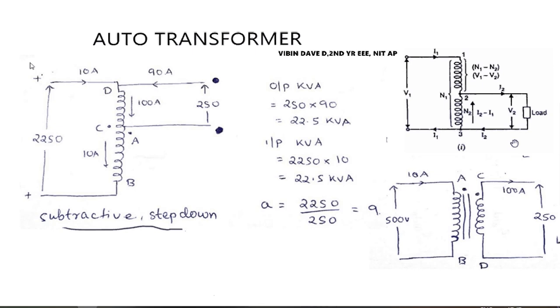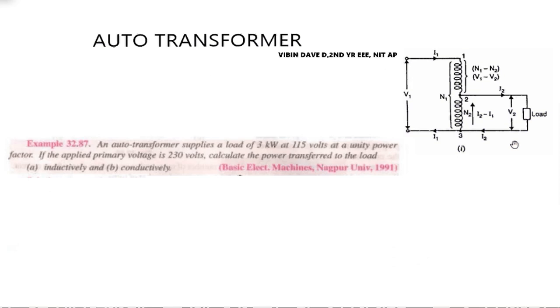That is the difference. Now we have seen four types of reconnection, four different ways to make a two-winding transformer into an autotransformer, and we have seen the differences while connecting and the differences in transformation ratio in each type of connection. Okay, let's move on to the next numerical.